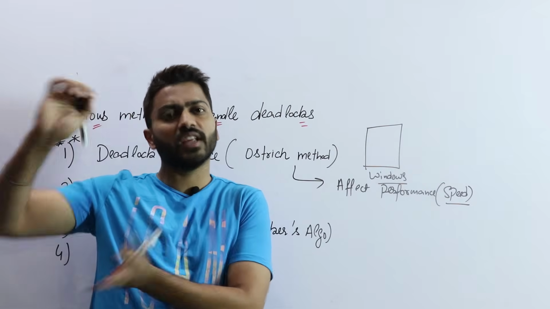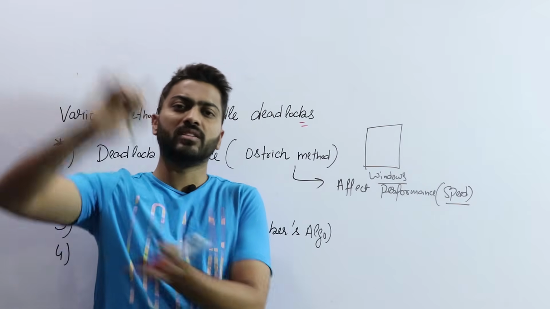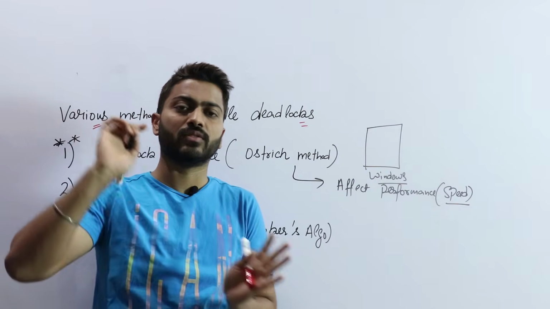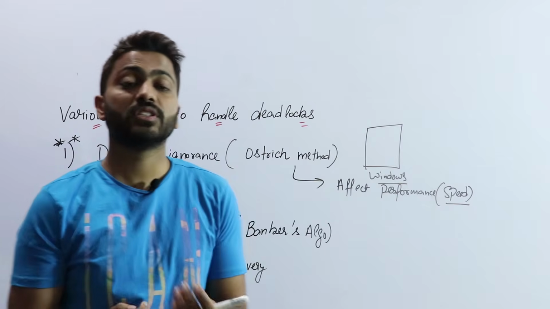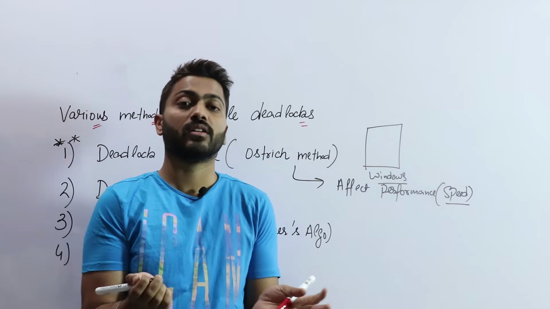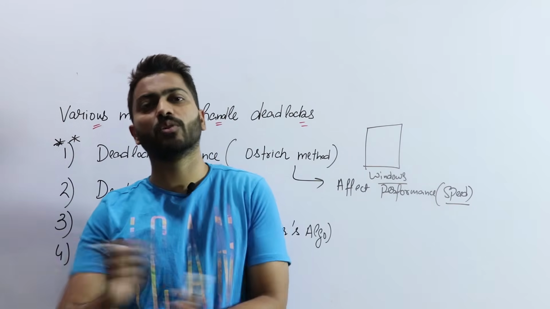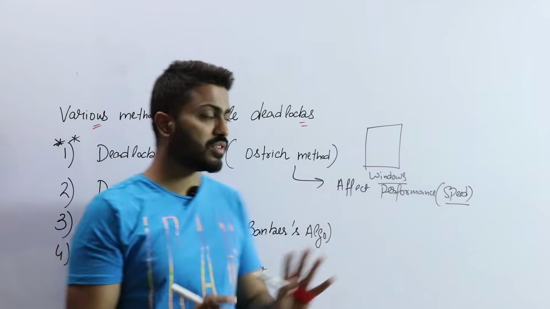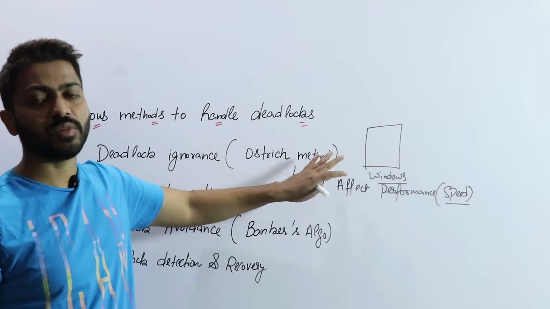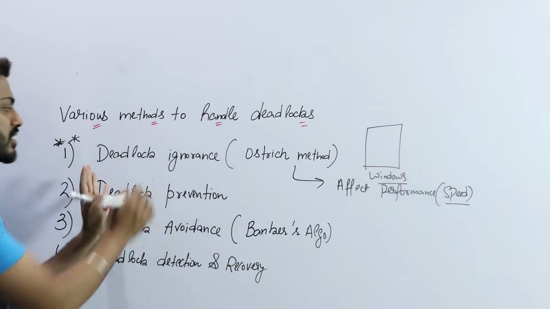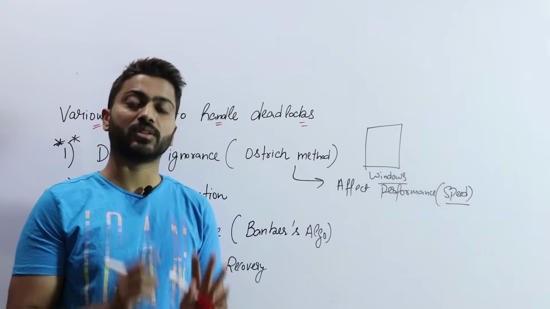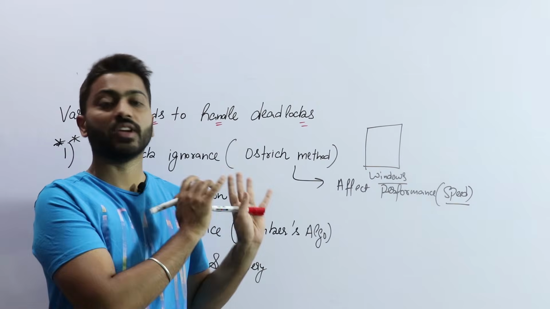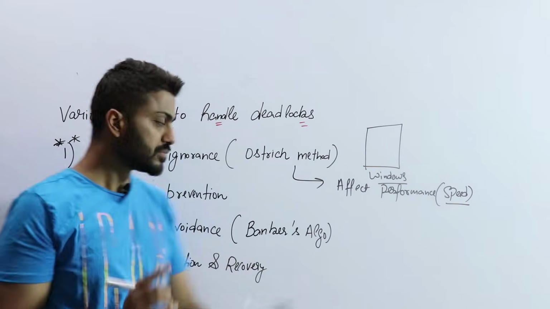Our system is already capable: memory is enough, the CPU is enough, the capabilities are enough. But still, if the deadlock occurs, which is very rare, no problem, we simply ignore it. Just because of the rare occurrence, we are simply ignoring the deadlock situation. This is the simple meaning of deadlock ignorance, and Windows and Linux operating systems use the deadlock ignorance method.